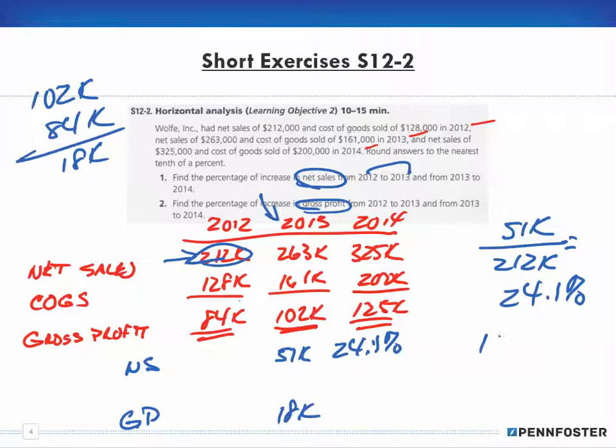And we do the same thing: 18,000 divided by the 2012 number of 84,000. 18 divided by 84, we end up with 21.4%.